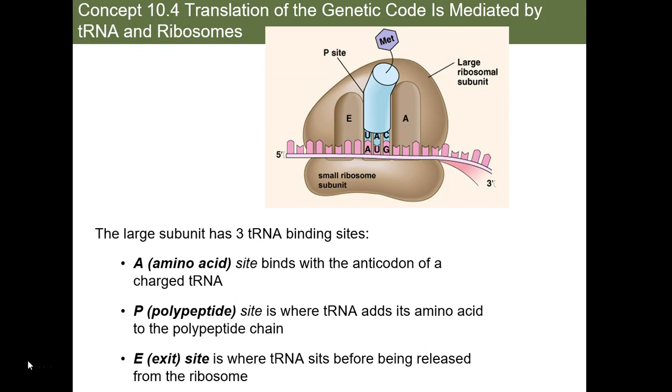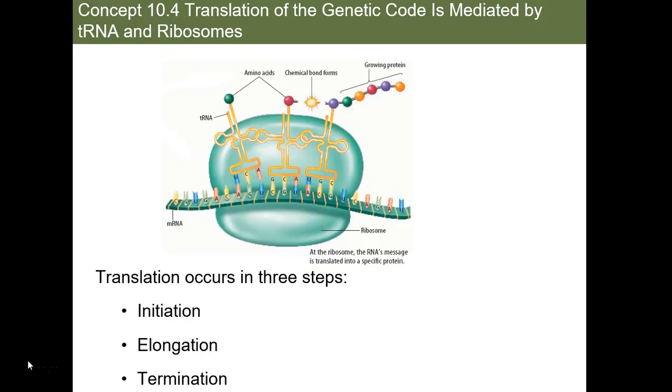The A site binds with the anticodon of a charged tRNA molecule. The P site is where tRNA adds its amino acid to the polypeptide chain, and the E site is where the tRNA sits before being released by the ribosome. Translation occurs in 3 steps: initiation, elongation, and termination. We will go over these steps in the next few slides.